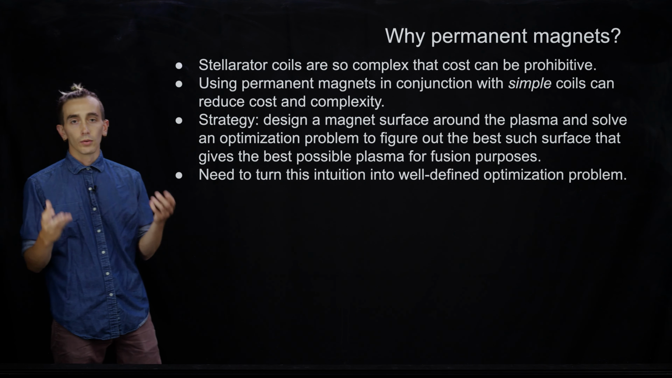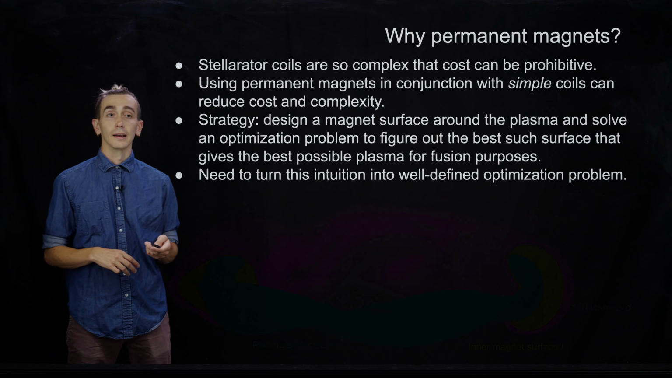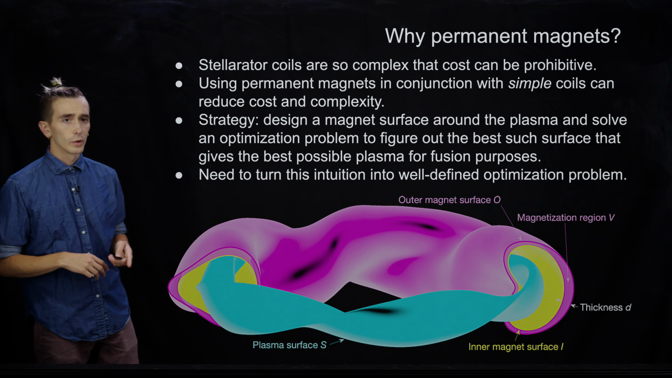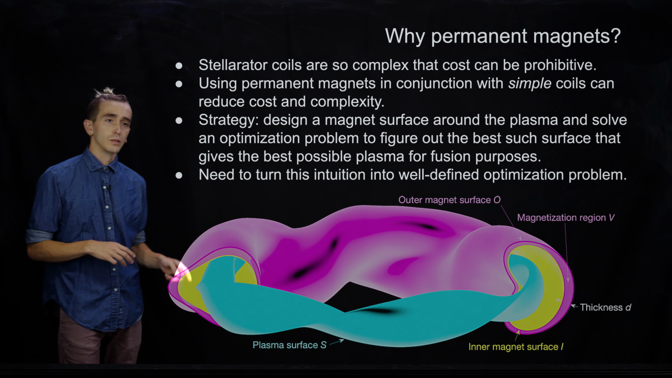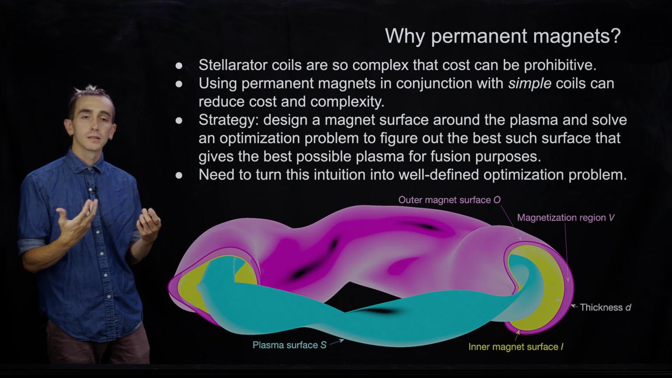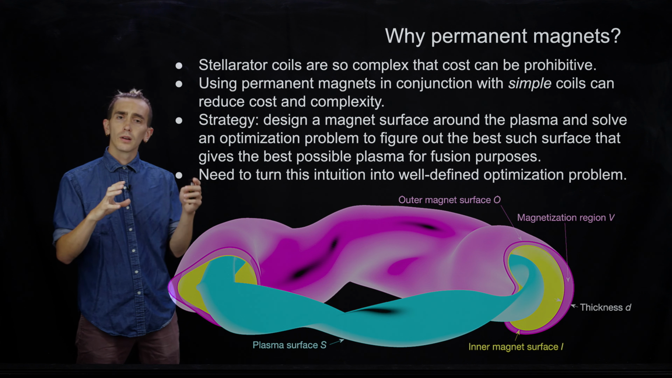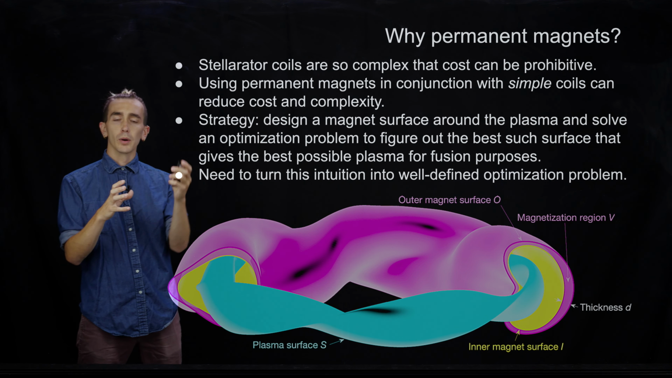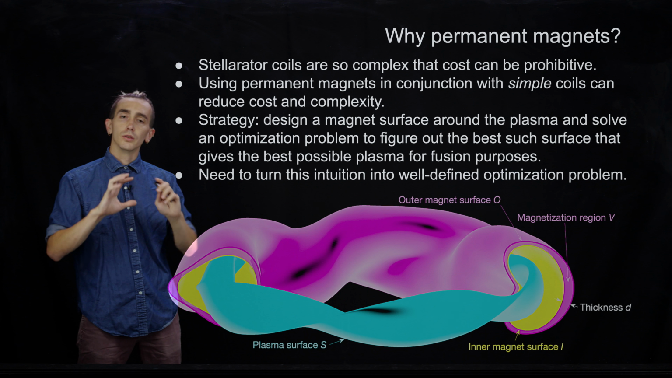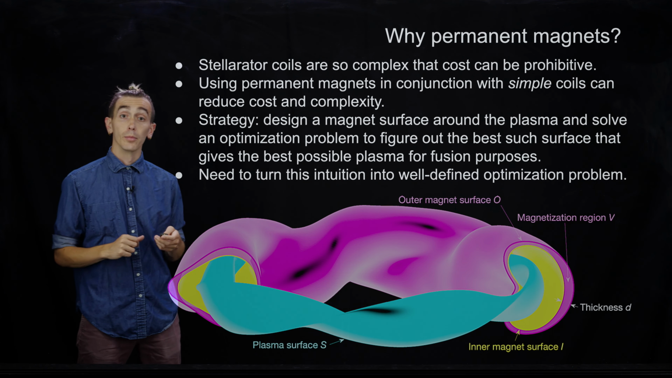And so this is a rough intuition, and as I said, we'll turn this into a well-defined optimization problem in a second. But just to visualize this, what it's going to look like is we have this helical looking plasma in this teal color, and then we have this magenta surface where we're allowed to put down permanent magnets, and that's going to surround the plasma, and then we're going to figure out where on that surface we should put magnets and how we should orient them to give us the plasma that we want with good physical properties.